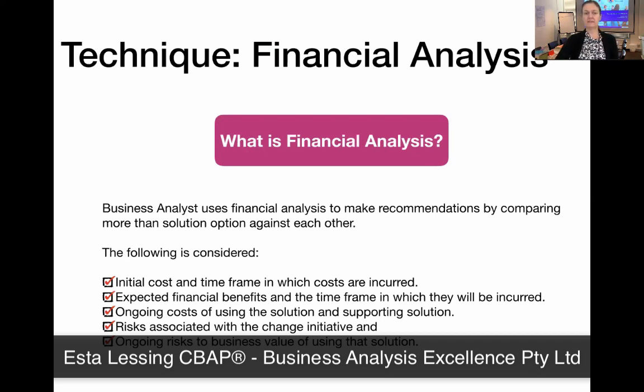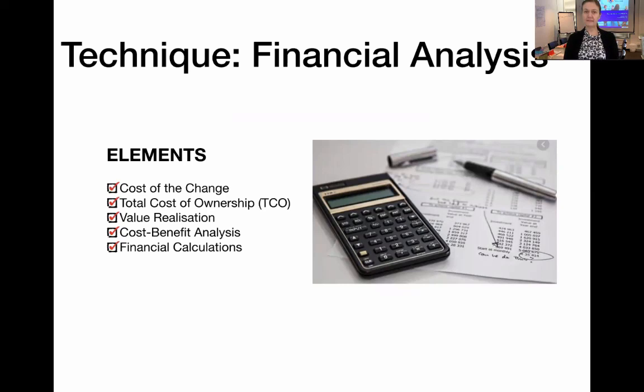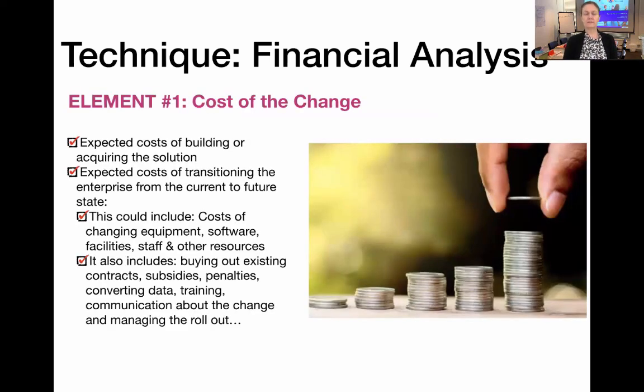So let's see a bit more. How do we do this? There are a number of elements within this technique that you need to understand. So we'll look at the cost of change. We'll look at total cost of ownership, or TCO, what that means. Value realization. We'll have a look at cost-benefit analysis. And then we'll dive a bit deeper into the financial calculations. But let's first start with the concepts around the cost of the change.